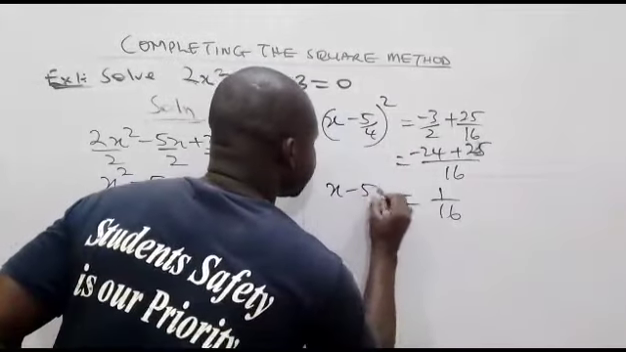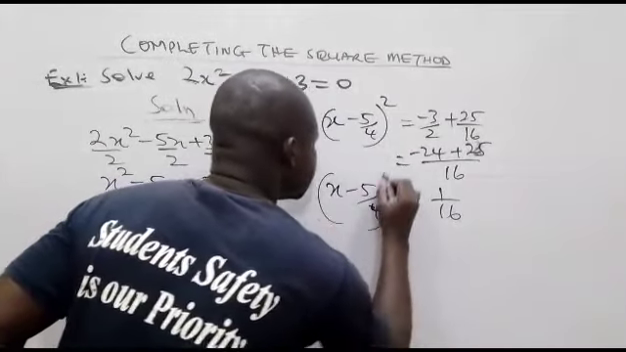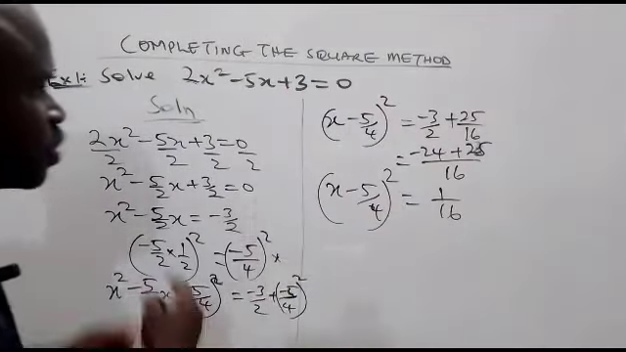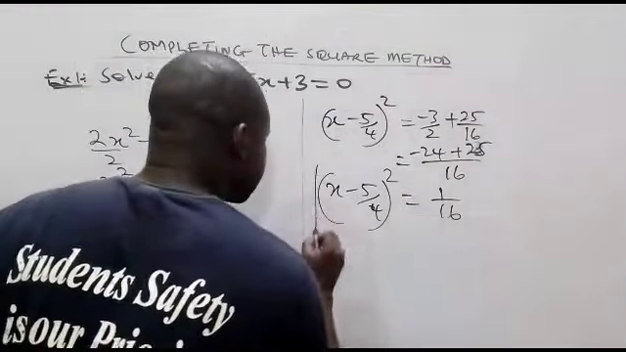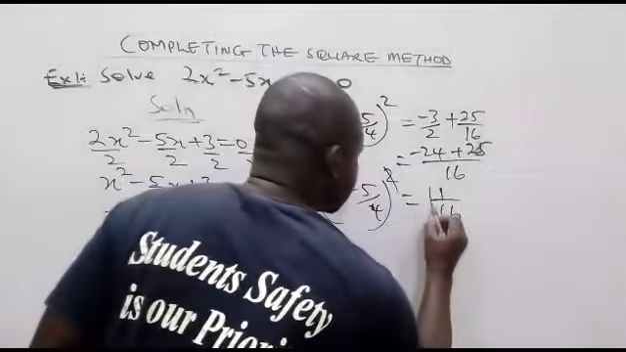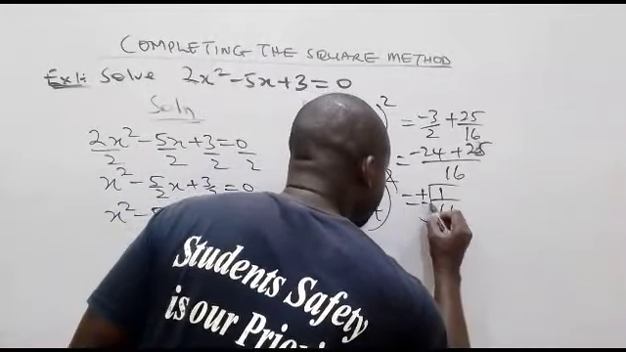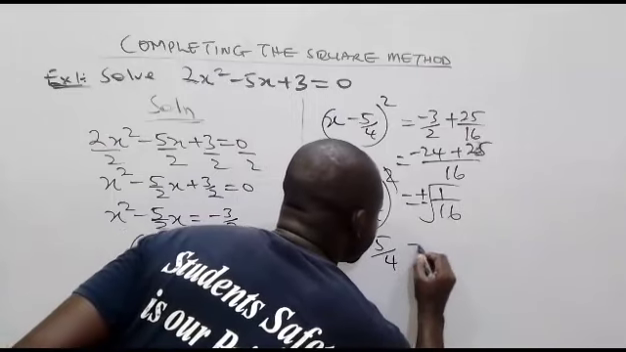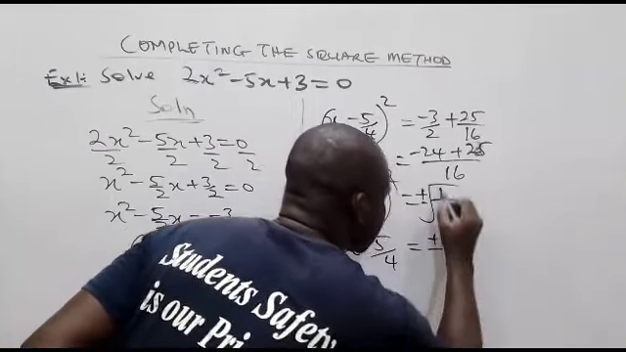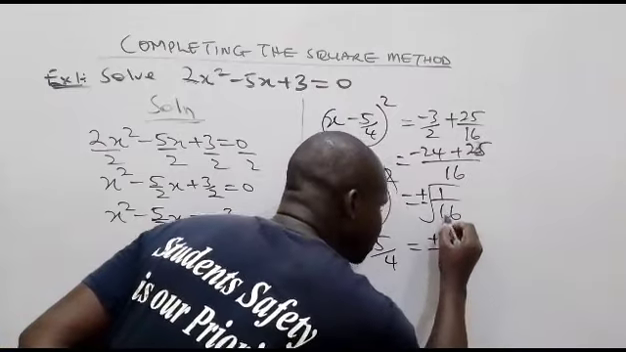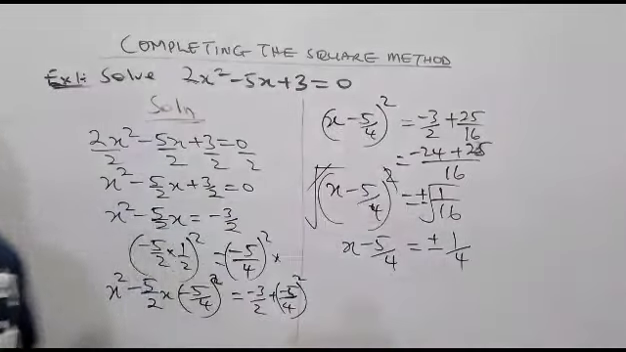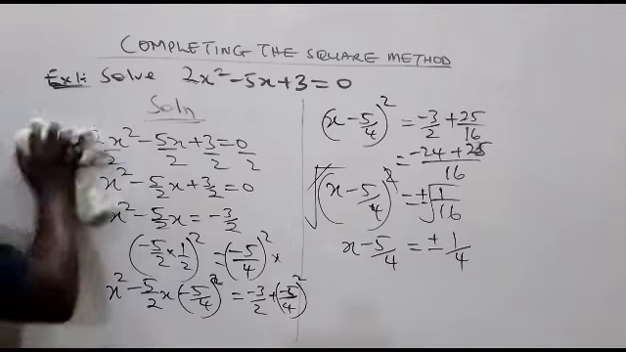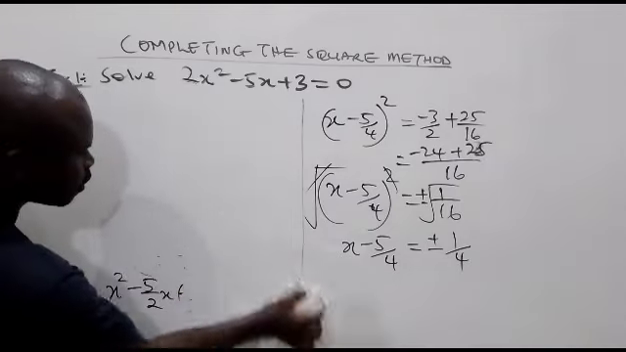This is x minus 5 all over 4, all squared, equal to 1 over 16. Then the fifth step is that you take the square root of both sides. If you take the square root of both sides, the square cancels the square root. In front of the square root, you normally have plus or minus. So at the end of the day, you have x minus 5 all over 4 equal to plus or minus the square root of 1, which is 1, all over the square root of 16, which is 4. Let's note that we will normally have plus or minus.